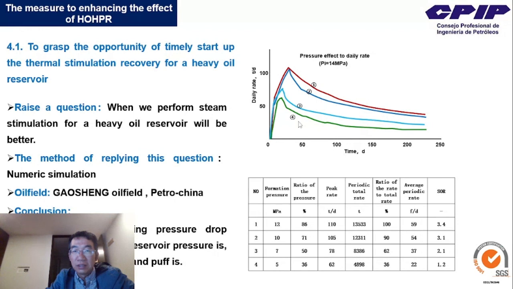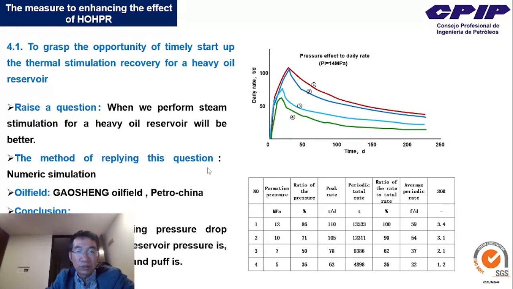This is 4 lines. Every line has a different pressure. The first line, the pressure is higher, and the green line, the pressure is lower. We can see the higher pressure maybe has a good result. And the method of answering this question, we need numerical simulation.